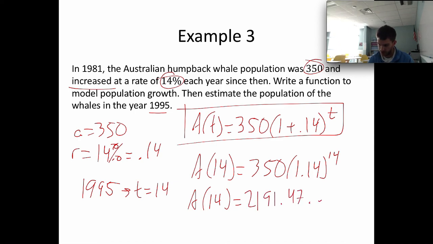We end up with A of 14 equals 2191.47, etc. But folks, sometimes we have to think about context. We're talking about whales here. We're not going to give 0.47 of a whale. So we're going to say it's approximately equal to 2,191 whales.